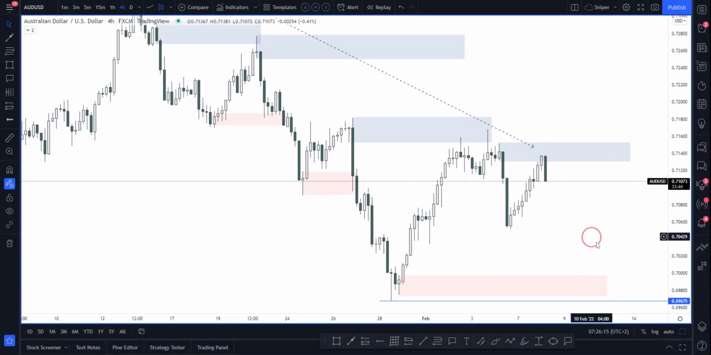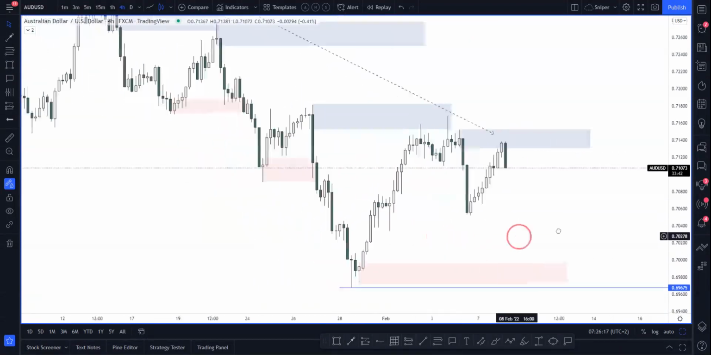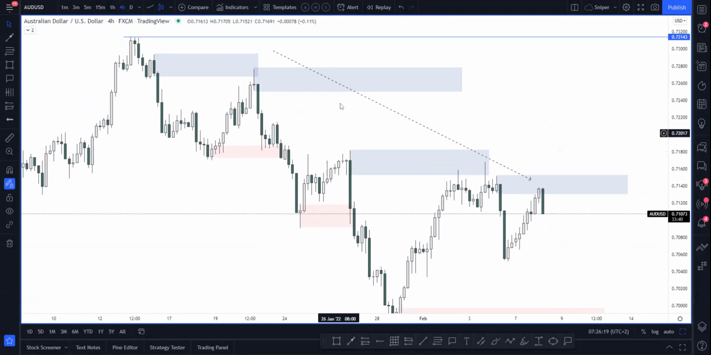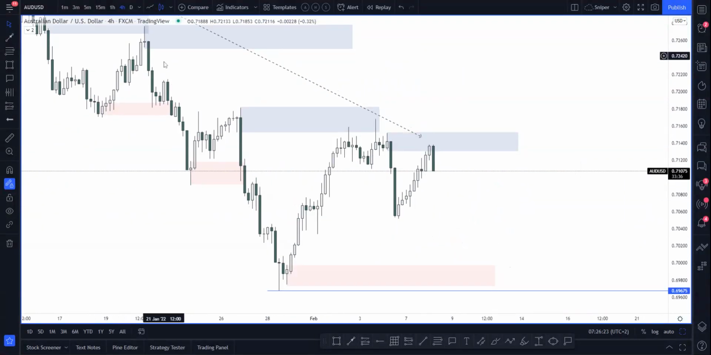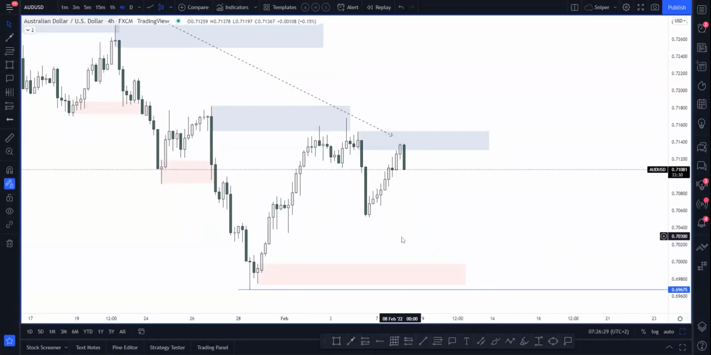So we have this one down here now. So you can see them failing and the supply holding. So price is trending towards the downside. So the 4 hour is bearish. So until we break above this area and start respecting the demand areas, then we will turn bullish. But currently still bearish.